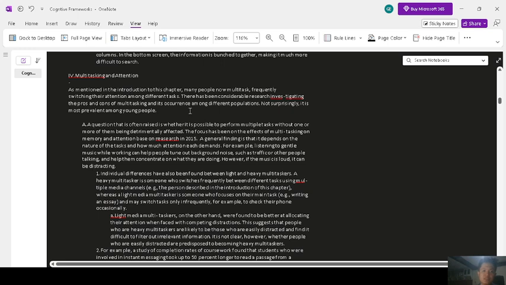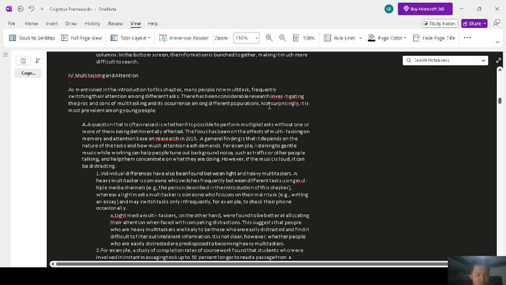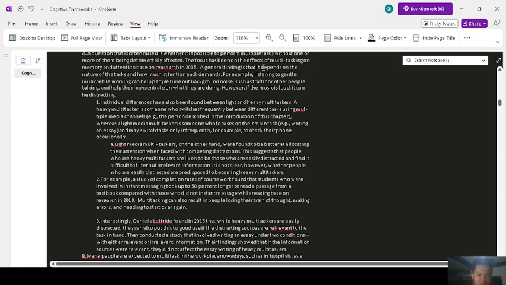Multitasking and attention. As mentioned in the introduction to this chapter, many people now multitask, frequently switching their attention among different tasks. There has been considerable research investigating the pros and cons of multitasking and its occurrence among different populations. Not surprisingly, it is most prevalent among young people. A question that is often raised is whether it is possible to perform multiple tasks without one or more of them being detrimentally affected. The focus has been on the effects of multitasking on memory and attention, on research in 2015. A general finding is that it depends on the nature of the task and how much attention each demands.